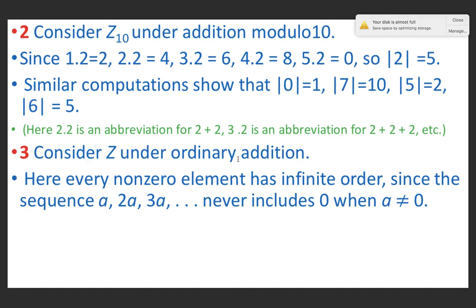If we consider Z under the ordinary addition, then every non-zero element has infinite order, since the sequence a, 2a, 3a never includes 0 when a is not equal to 0. Suppose we want to find the order of 2 in this case. So 1 into 2, then 2 into 2, then 3 into 2, then 4 into 2, 5 into 2, up to infinity, we will never reach the identity element 0. So the order of each element of this group is infinite except 0.